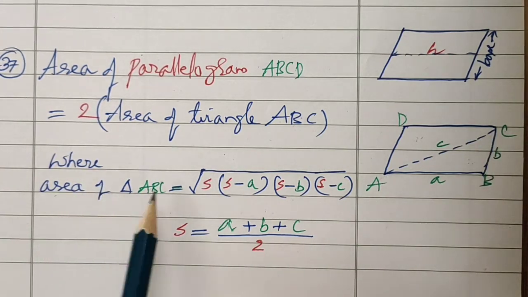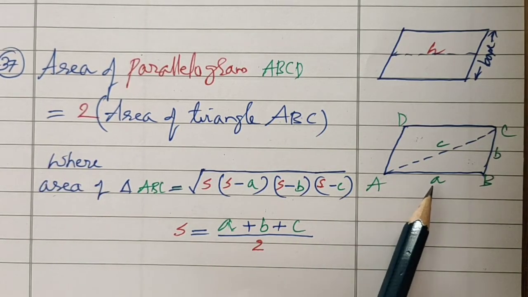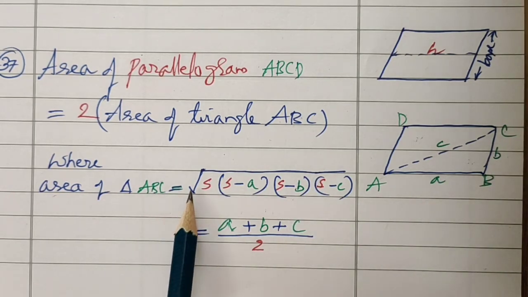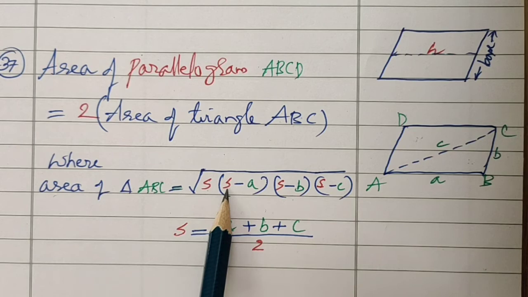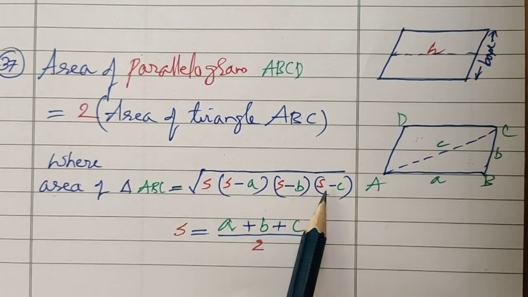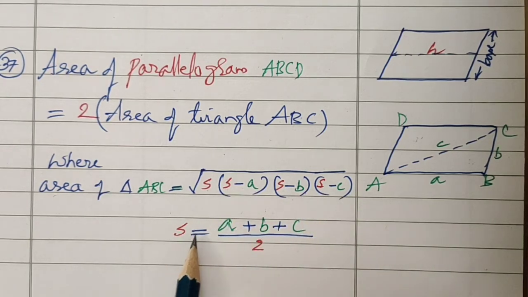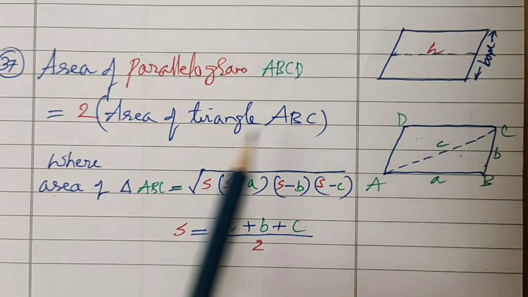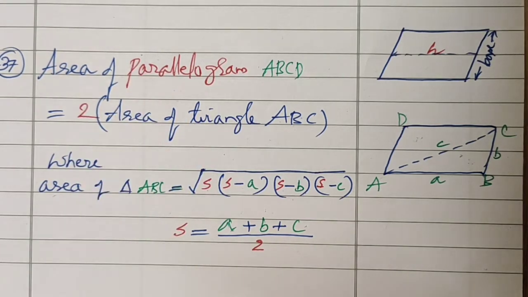The area of a triangle, when we know the sides, can be found using square root of s into (s minus a) into (s minus b) into (s minus c), where s is equal to (a plus b plus c) divided by 2. Once we find the area of this triangle, multiply it by 2, and you get the area of the parallelogram.